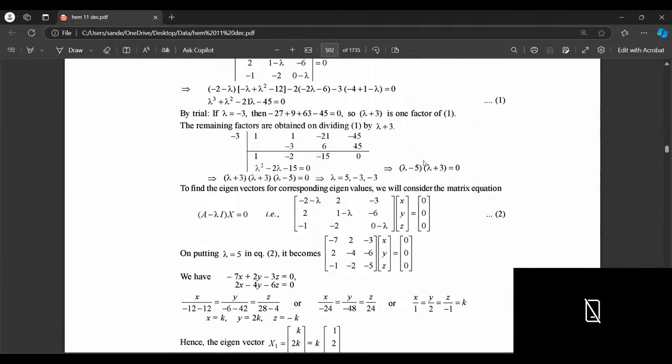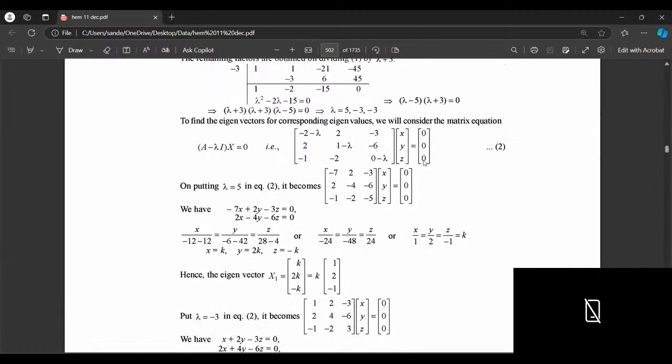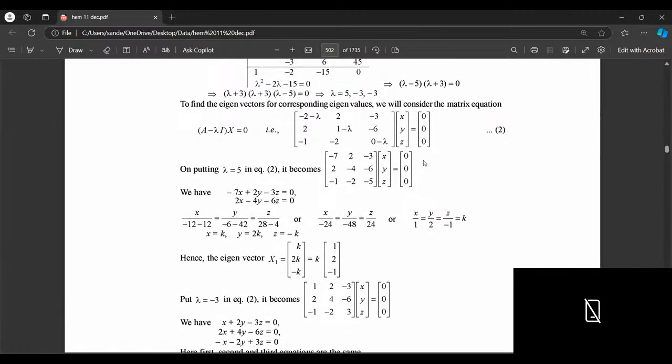2x minus 4y minus 6z equal to 0. So using Cramer's rule, you will get x equal to k, y equal to 2k, and z equal to -k. And therefore, your first eigenvector corresponding to eigenvalue lambda equal to 5 is 1, 2, -1, you can write.